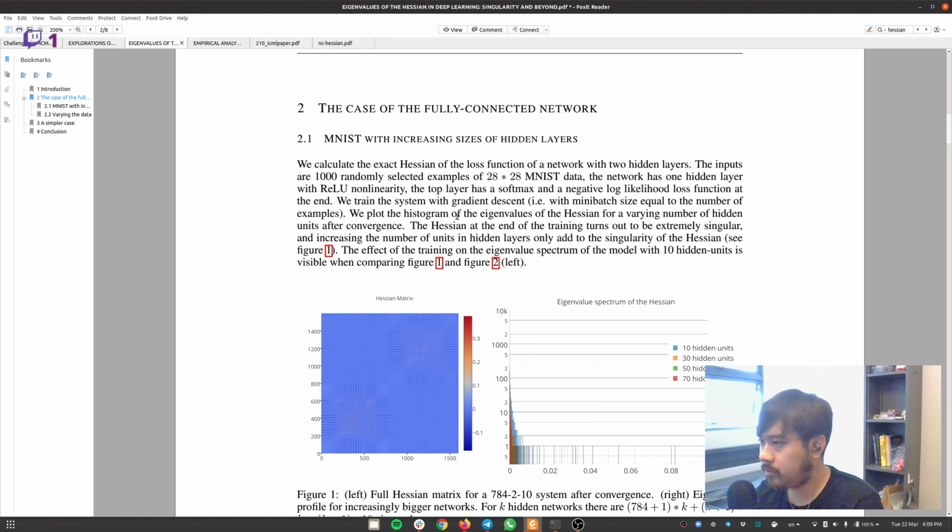If you just randomly choose 1000, I don't know, you might be unfortunate to end up with very imbalanced data somehow. But okay, I don't know if I'm making any sense. It depends, I guess. We plot a histogram of the eigenvalues of the Hessian for varying numbers of hidden units after convergence.